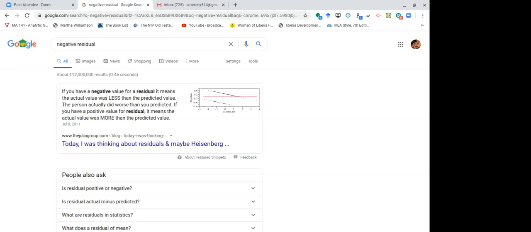Draw the least squares regression line. Okay, let's see how this one is.